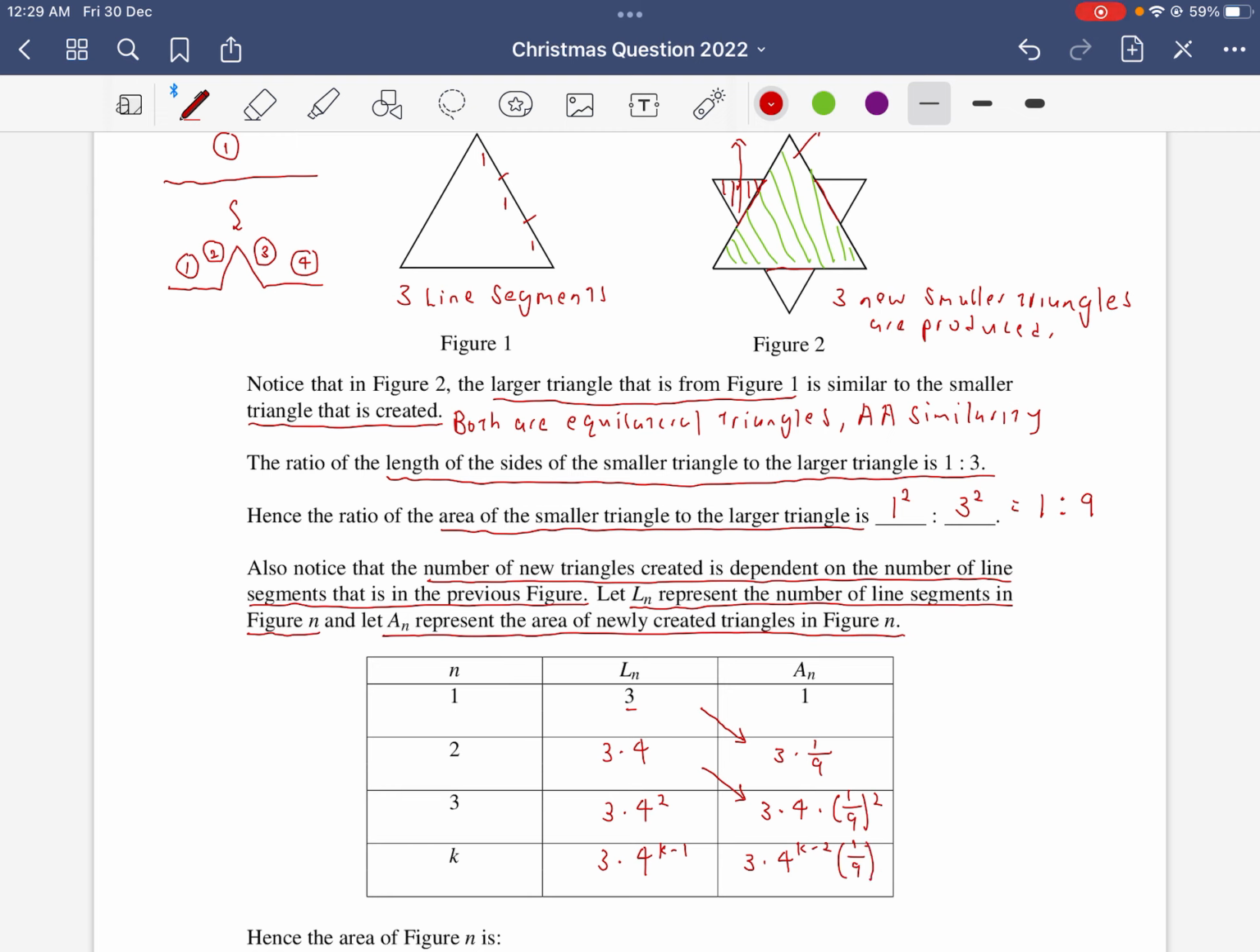Now in this case, what would be the area? The area would just be K minus 1, following the pattern as well. That is the idea that I would like to bring to everyone over here. So what's the area of figure N? Well, the area of figure N is just going to be the sum of everything in this column. Why is that so?